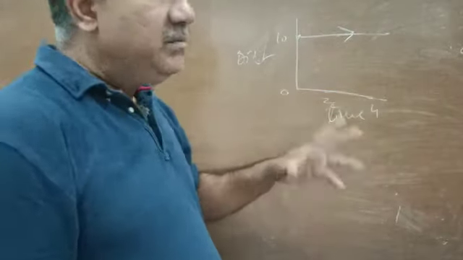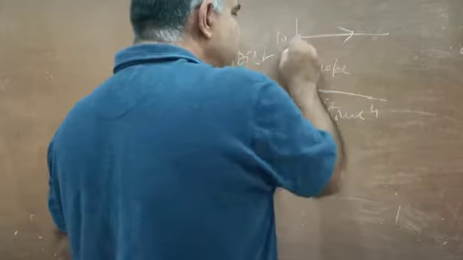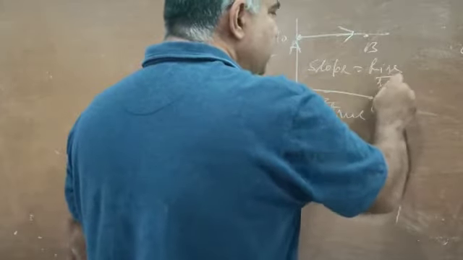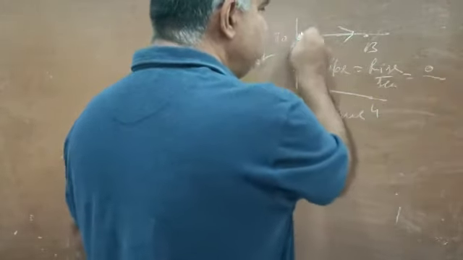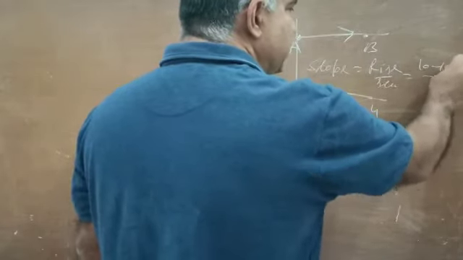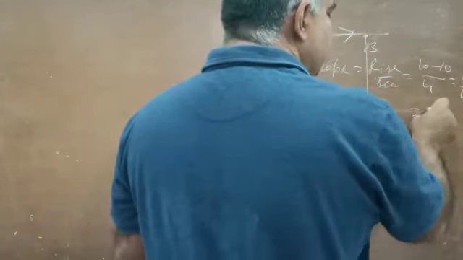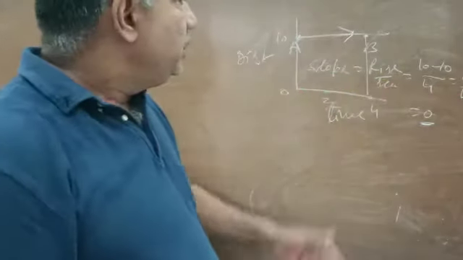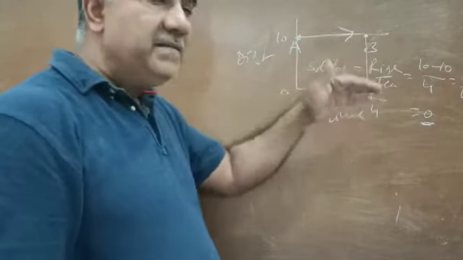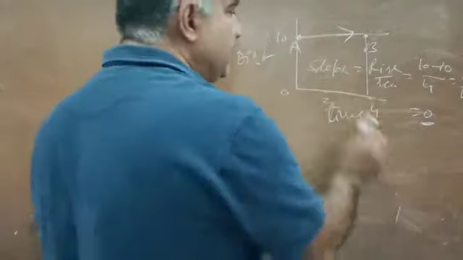Another way of telling is by finding the slope. Say this is A and this is B. Again, rise over run. The rise here is 0, this is 10 minus 10, upon say 4. So this becomes 0 upon 4, which is 0. So the slope is 0. Here, for the distance-time graph AB, the slope of the graph is 0, and this represents that the body is at rest.